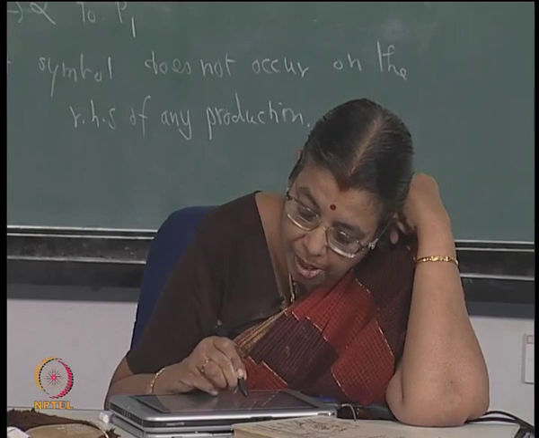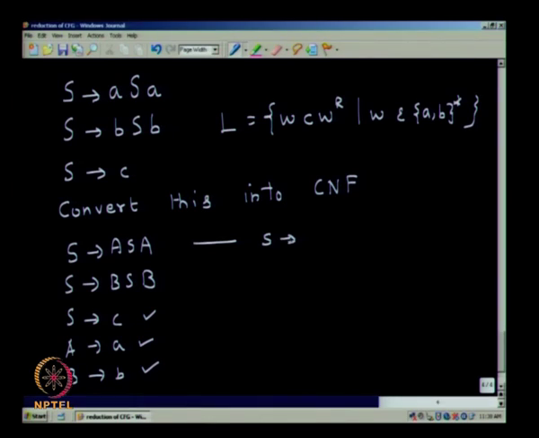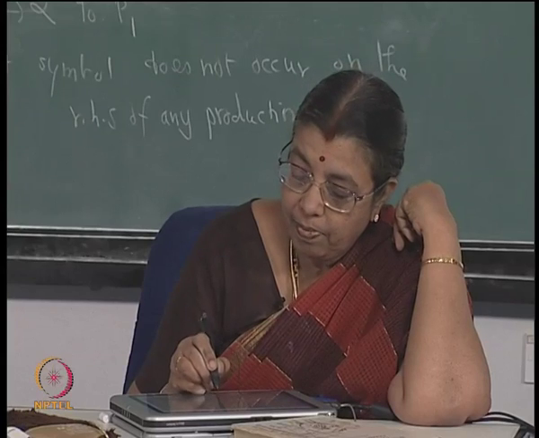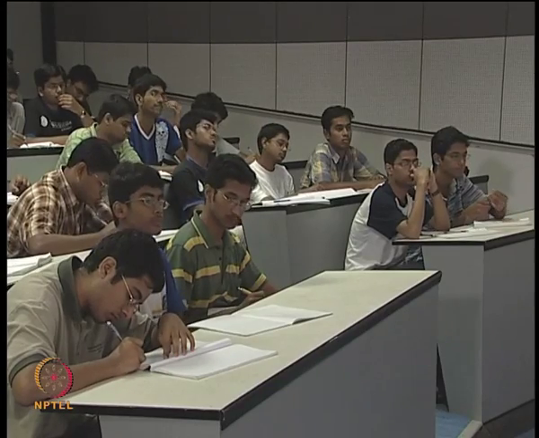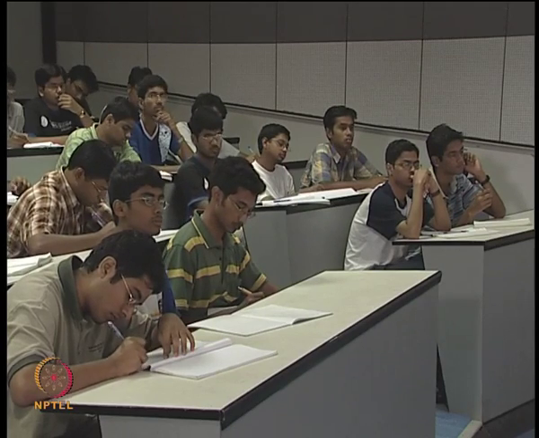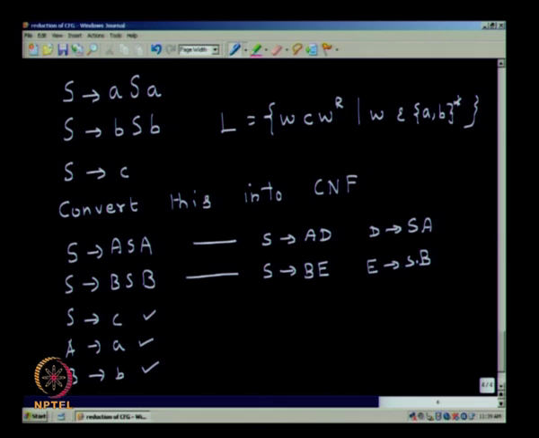You introduce a new non-terminal, and instead of this, you will have S goes to AD, introduce a new non-terminal D, S goes to AD, D goes to SA. Now when you want to convert this rule, introduce another non-terminal E, not the same, you should not use the same D. S goes to BE, E goes to SB. So the effect of applying this rule is achieved in two steps by applying this first and then this. The effect of applying this rule is achieved by applying this and this.